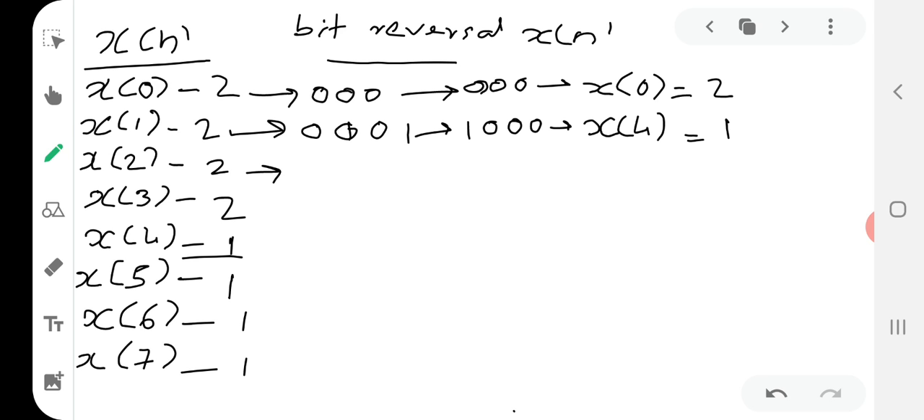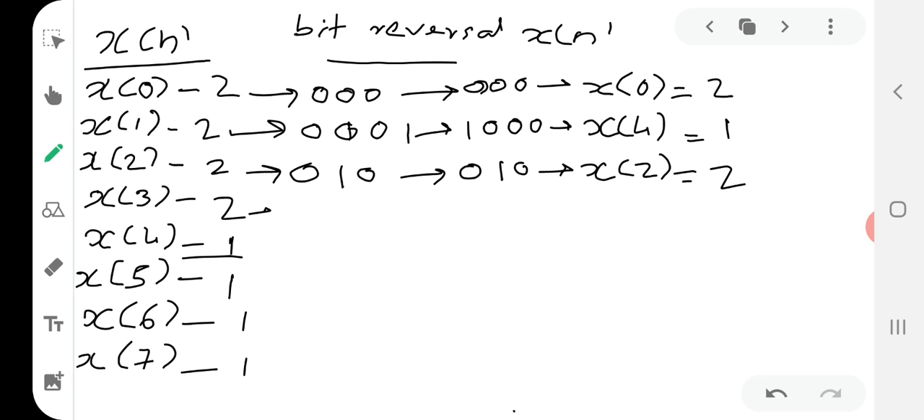Then x of 2, how will we write it? 0 1 0 is the form of x of 2, and its bit reversal is the same. Then we can write it as x of 2, and the value of x of 2 is equal to 2. And then 3, we write 0 1 1, and the bit reversal form is 1 1 0, meaning just the reversal of the bits. Then 1 1 0 is 6, so we can write it as x of 6, and the value of x of 6 is 1.